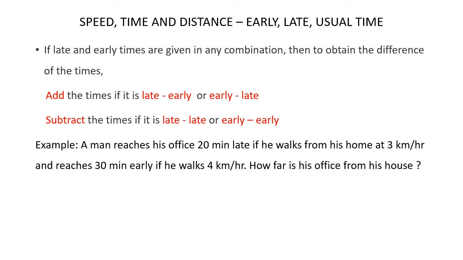Now you can see here that in the first instance, late time is given, and in the second instance, early time is given. So it is late and early. The times are different, late time and early time. So you have to add the times to get the difference of the times. So 20 plus 30.